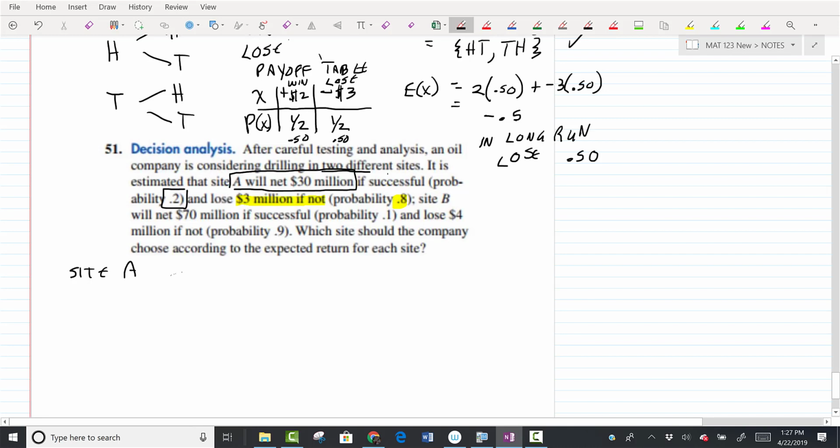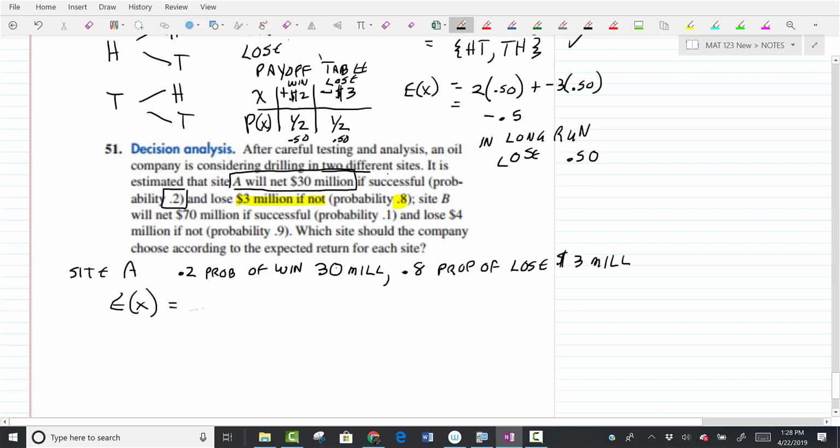So this is what they say on site A. You have a 0.2 probability of winning, and I'm just going to put $30 million. You win $30 million, and that's a 20% chance. Okay, and then there's a 0.8 probability, and on that you would lose $3 million, like that. Okay, so you can do the expected value. You don't have to do a distribution table. You can do the expected value like this on this problem.